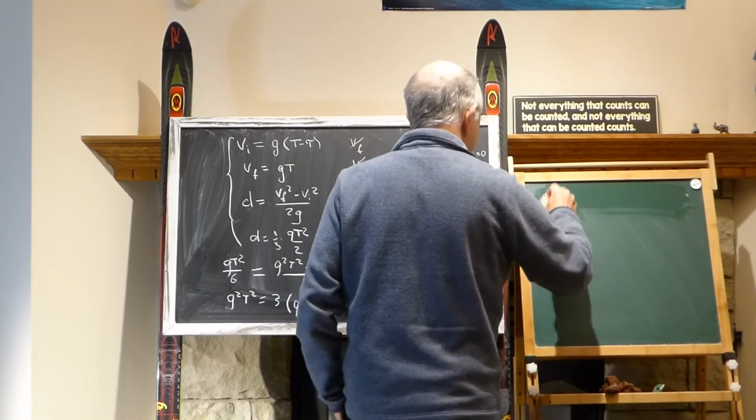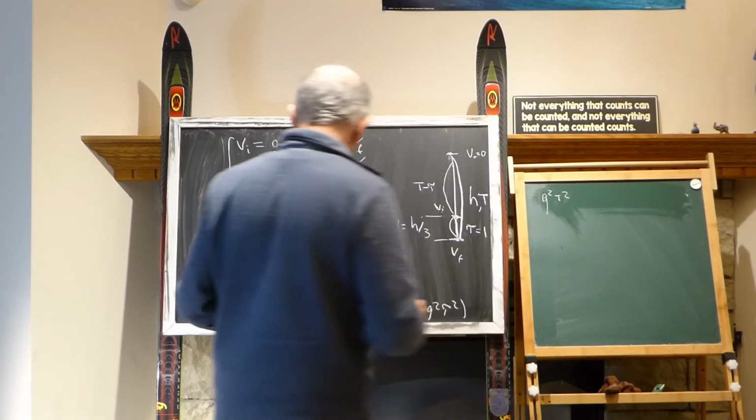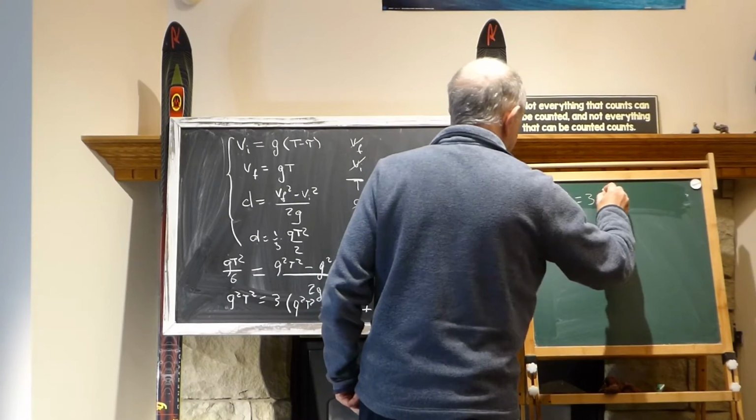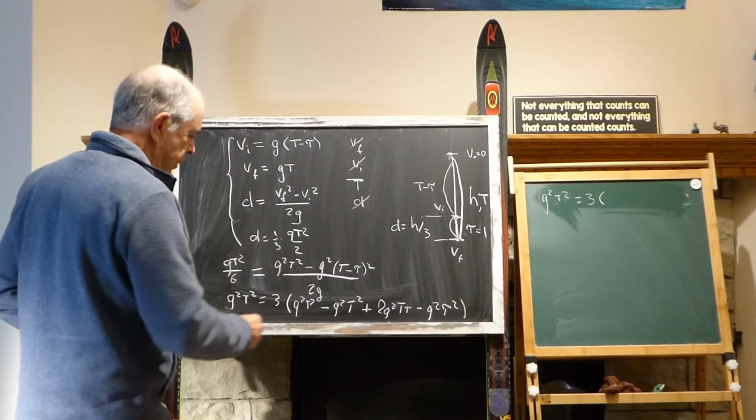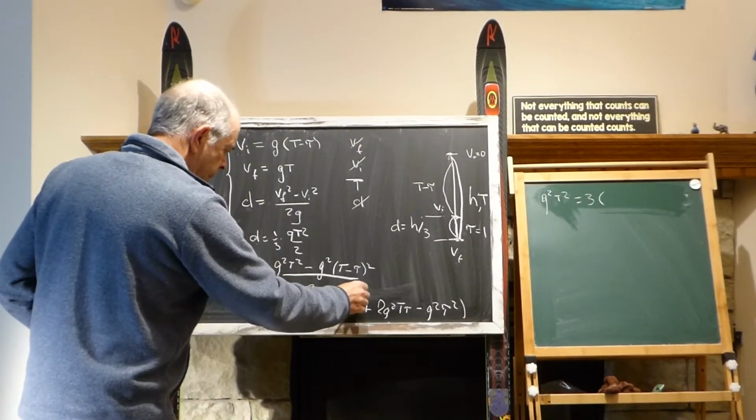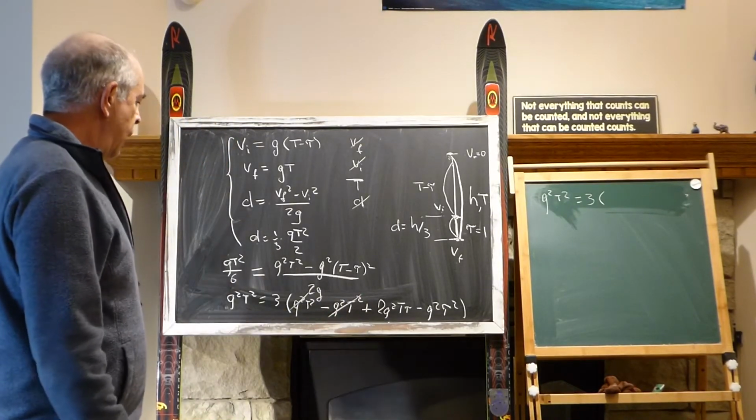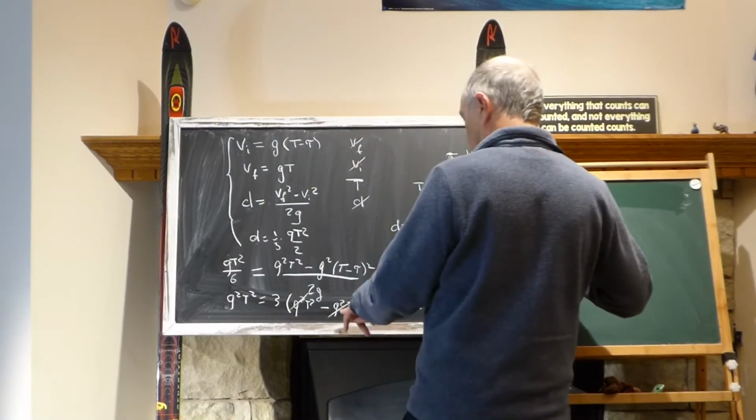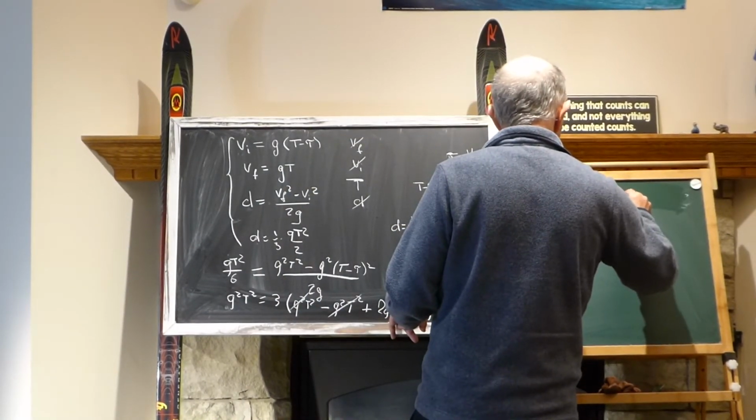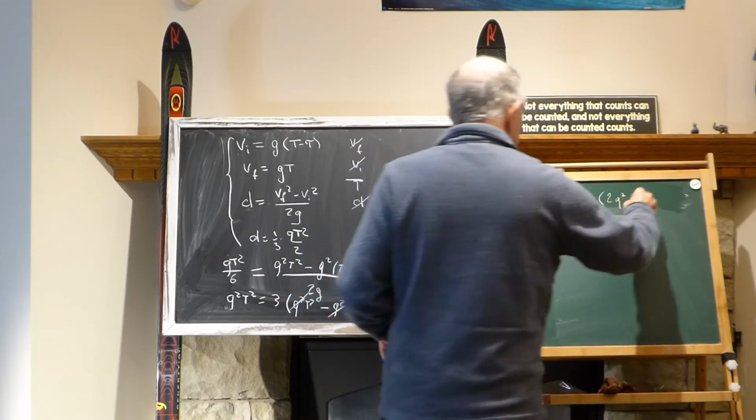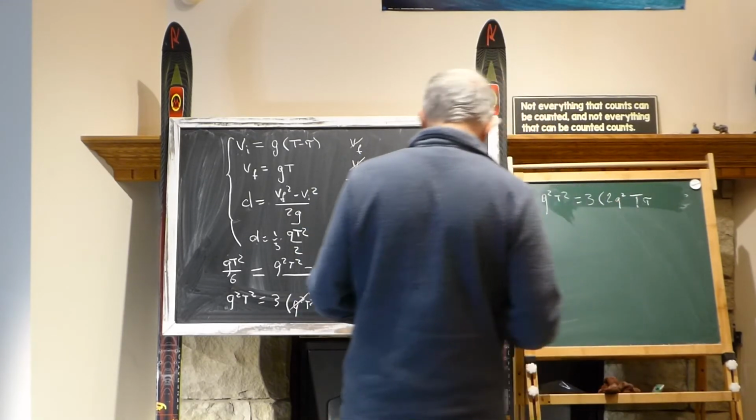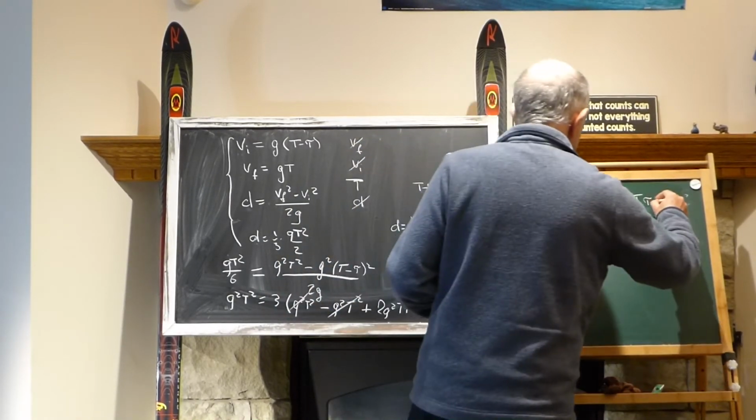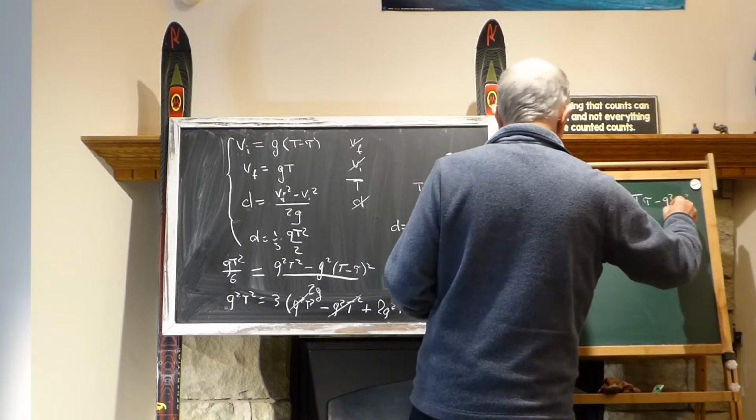I have g squared t squared. And I put 3 as is for the time being, because I don't want to do too many things at once. This would be gone. And this will stay. It would be 2g squared t tau, and this would be plus and this would be minus g squared tau squared.